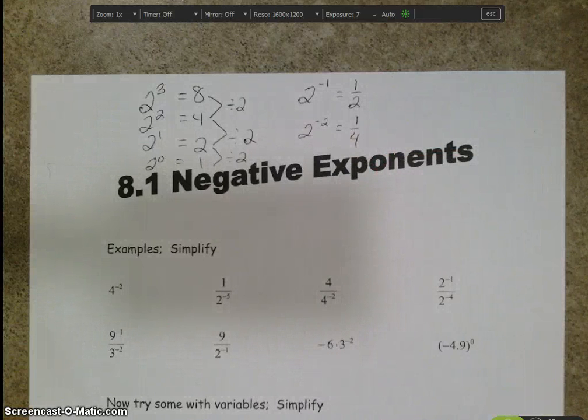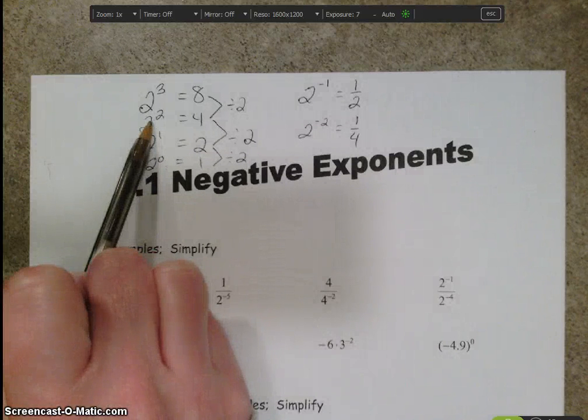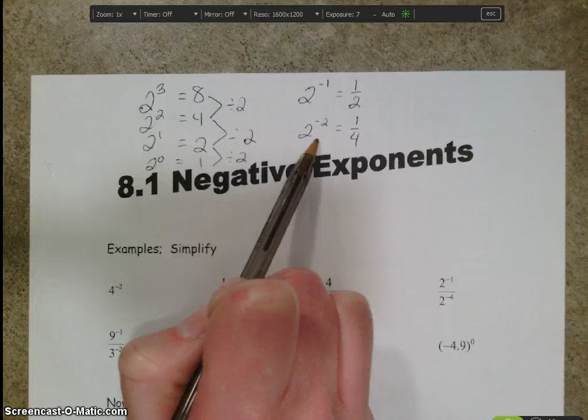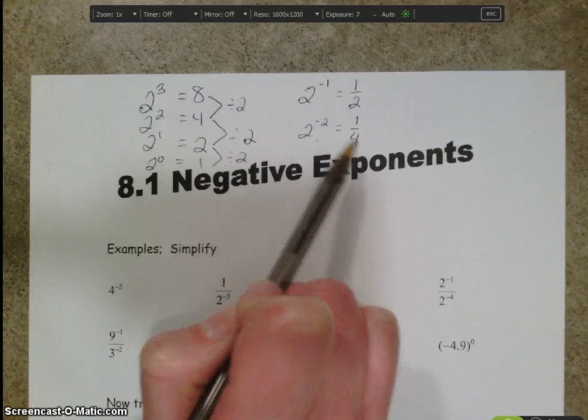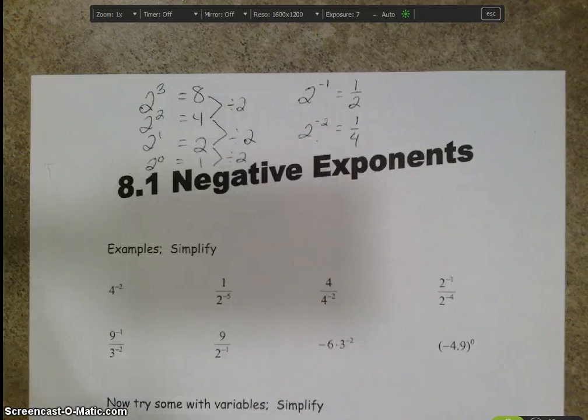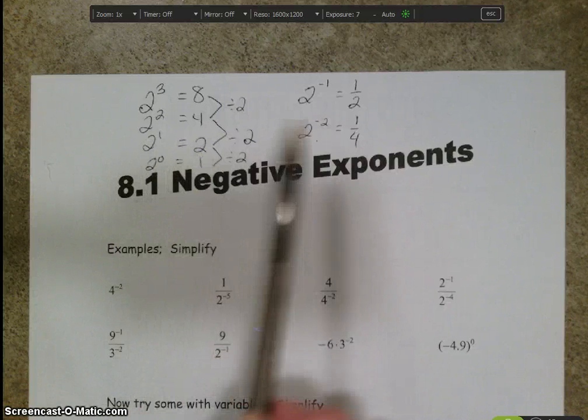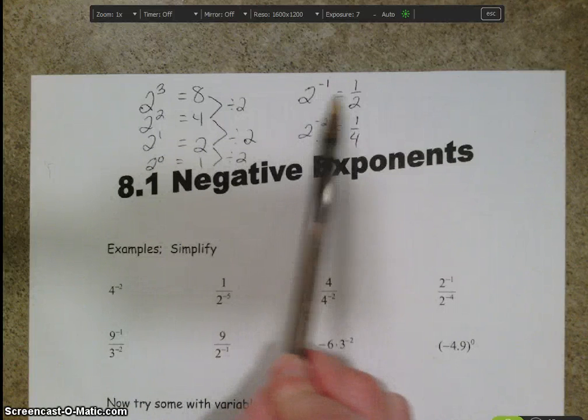This might start looking familiar to some of you. If you look at 2 squared over here and compare it to 2 to the negative 2, you notice it's just a reciprocal, 4 and 1/4. If you look at 2 to the first, it's 2. And if you look at 2 to the negative first, it's 1/2.